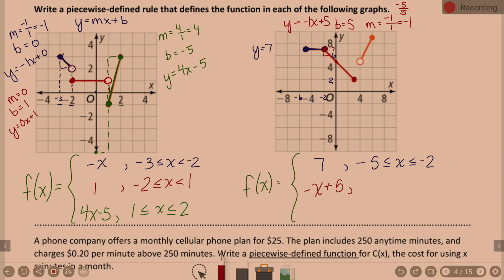We just talked about the x interval. Where does it go? -2 to 3. So -2 less than or equal to x less than or equal to 3, with equal signs on both. Third piece.